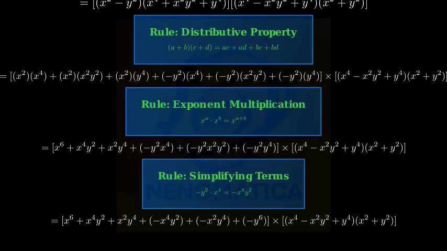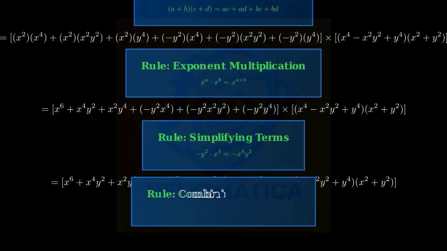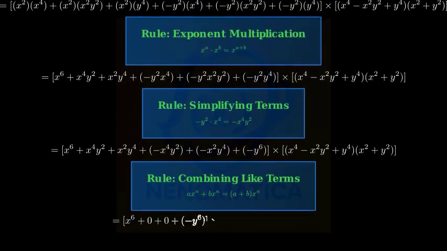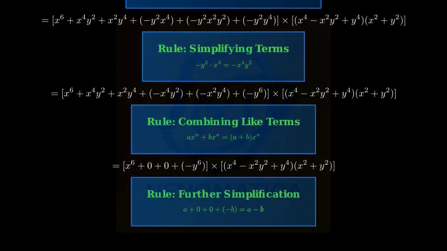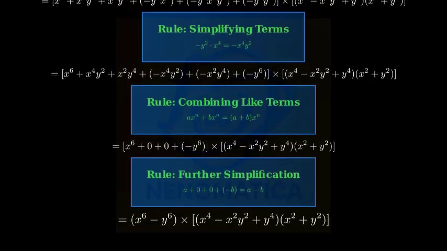Now, let's combine like terms in our first group. We have x to the sixth, x to the fourth y squared plus negative x to the fourth y squared, which gives us 0, and similarly x squared y to the fourth plus negative x squared y to the fourth also gives us 0. And finally, we have negative y to the sixth. Let's simplify our expression further. We can write the first group as x to the sixth minus y to the sixth.